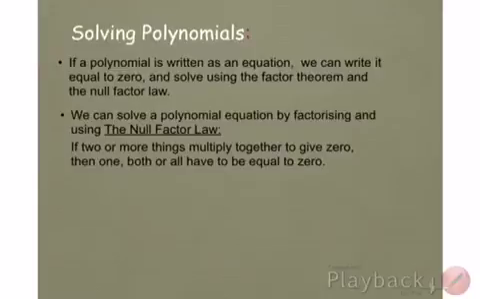So when you're solving polynomials, if the polynomial is written as an equation, as in it's equal to something, we can write it equal to 0 and solve using the factor theorem and then the null factor law. So remember, if you're using the factor theorem, you're going to write the factors as a product of each other. And if you have the product equal to 0, so therefore if two things multiply together to give you 0, one of them has to be 0. Okay.